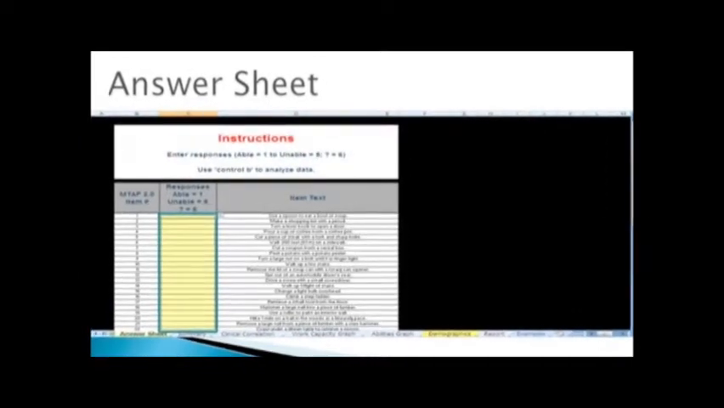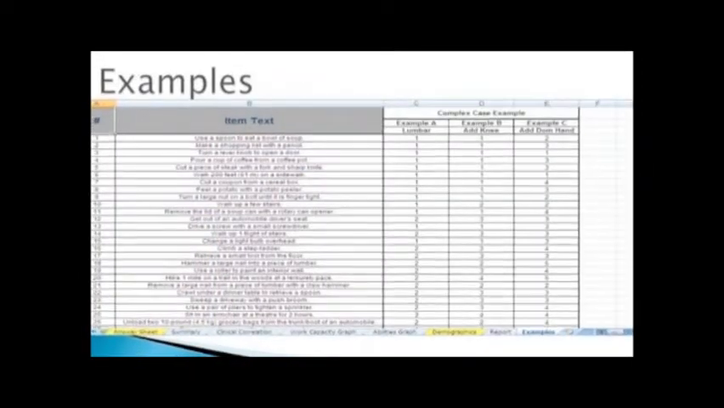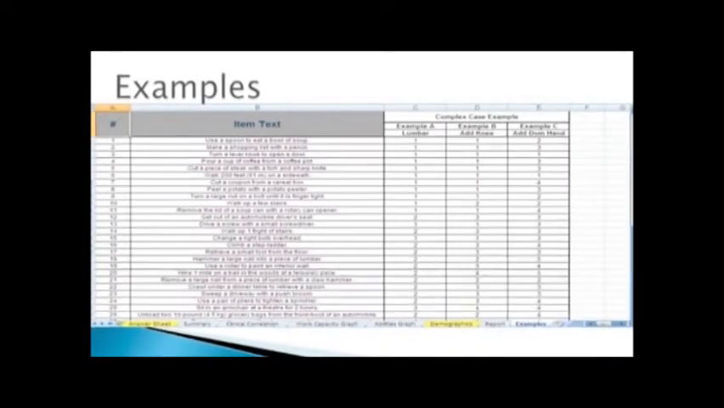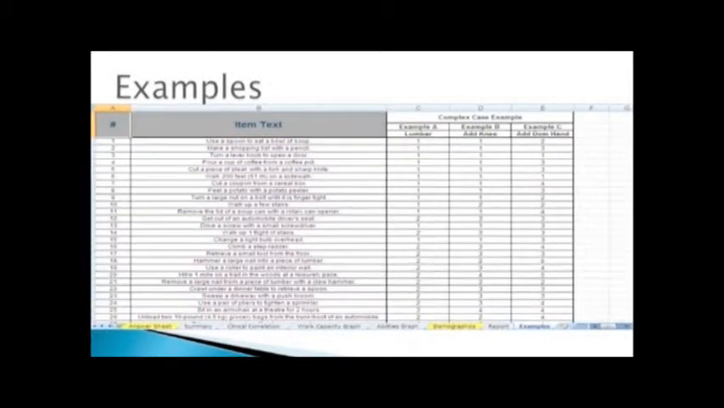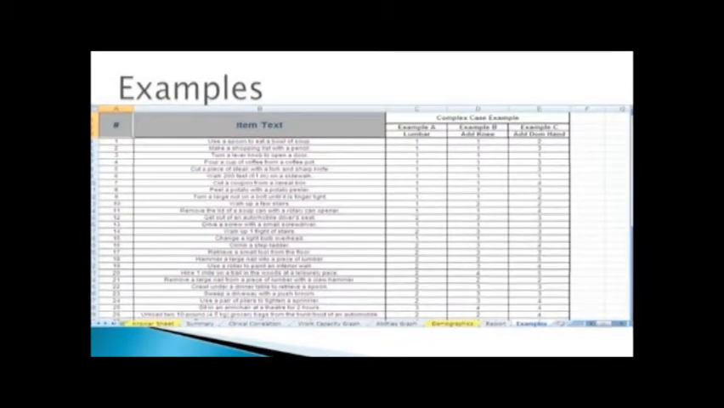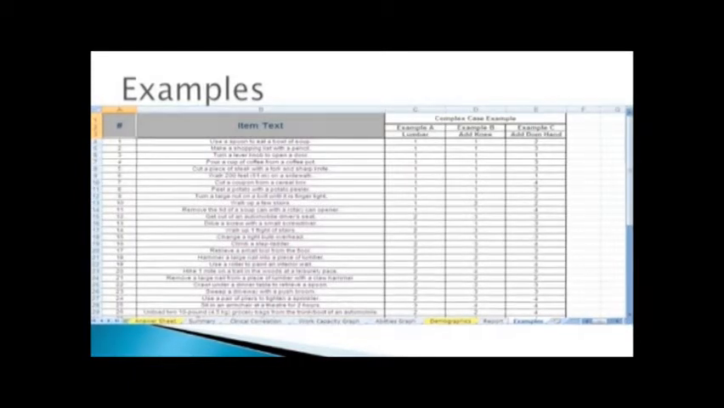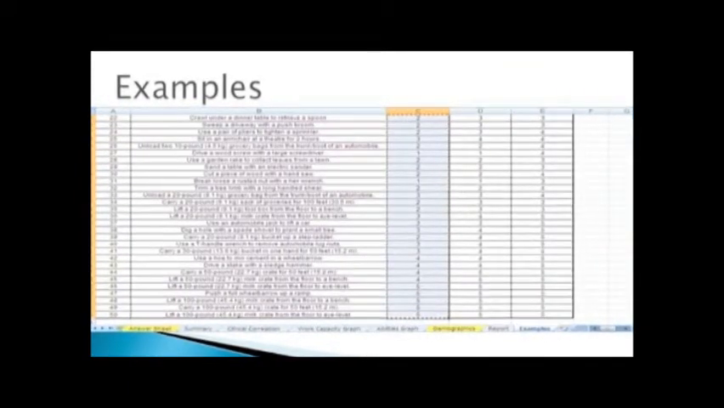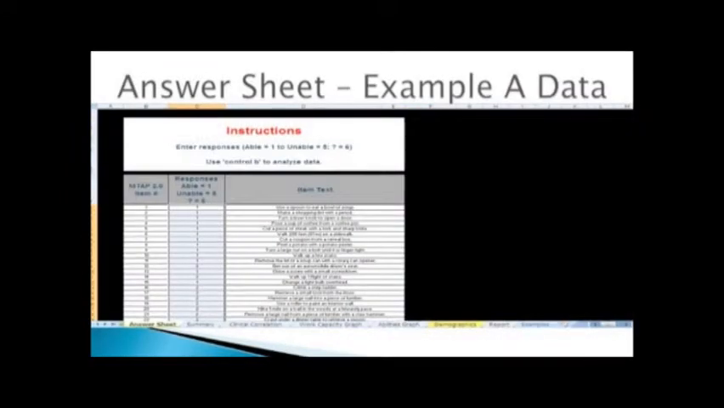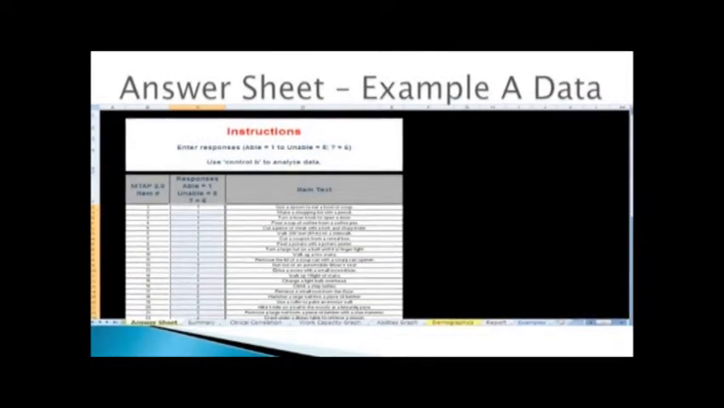Rather than enter data one by one, we're going to copy data from the Examples tab and paste it into this answer sheet. So go to the Examples tab now and select the Example A data. Begin with item 1 and go down through item 50. Copy, and then go over to the answer sheet and paste.